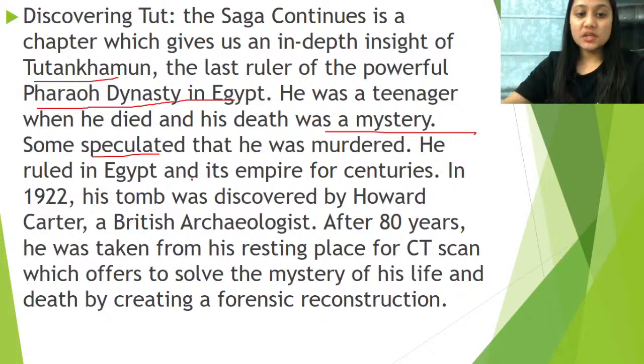He ruled in Egypt and its empire for centuries. This ruler, Tutankhamun, who was simply a teenager himself, ruled the whole of Egypt, imagine, for almost centuries. Obviously he can't rule for a century himself, but his dynasty did.